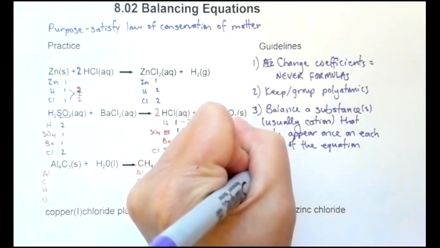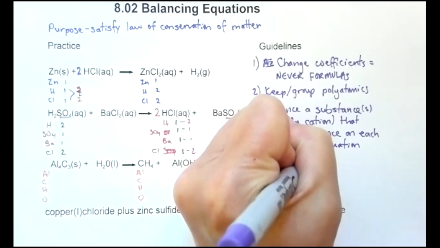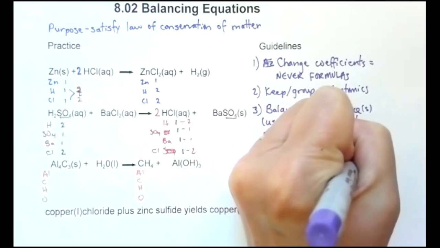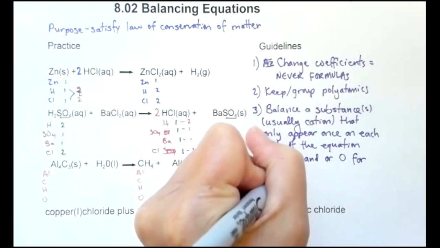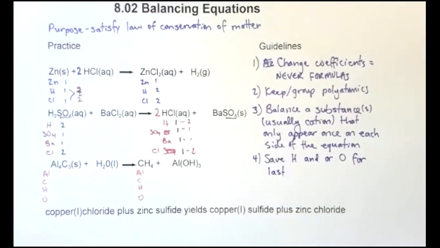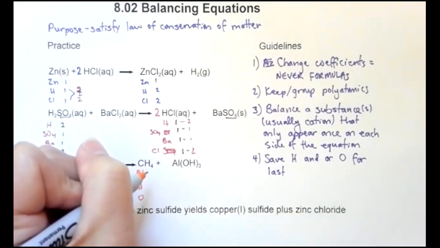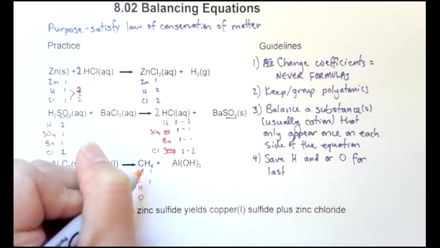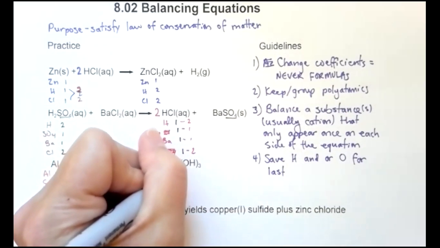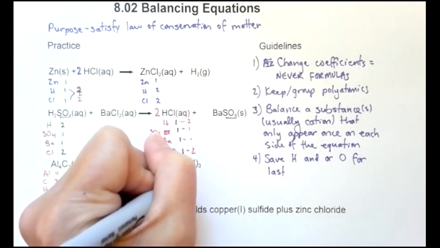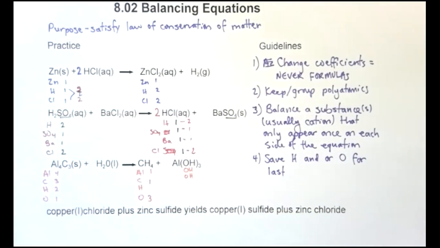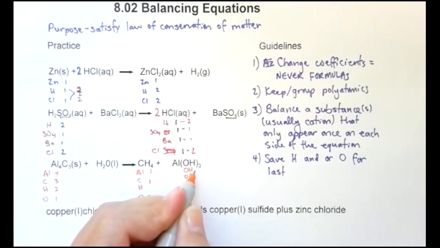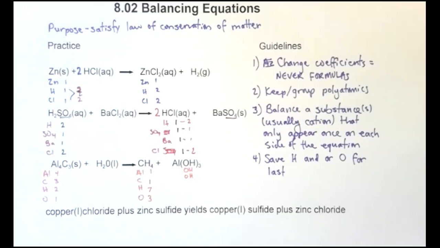Guideline number 4 is to save hydrogen and or oxygen for last. Usually we'll want to do that. All right, so I've got 4 aluminum, 3 carbon, 2 and 1 on this side, and over here I have 1, 1. For oxygen, remember when I have OH, it's like saying I have OH, OH. I have 3 of those. I'm going to have 3 oxygen, and I've got 4 hydrogen here and 3 here, so I've got 7 hydrogen. All right, let me make sure that math makes sense to you.